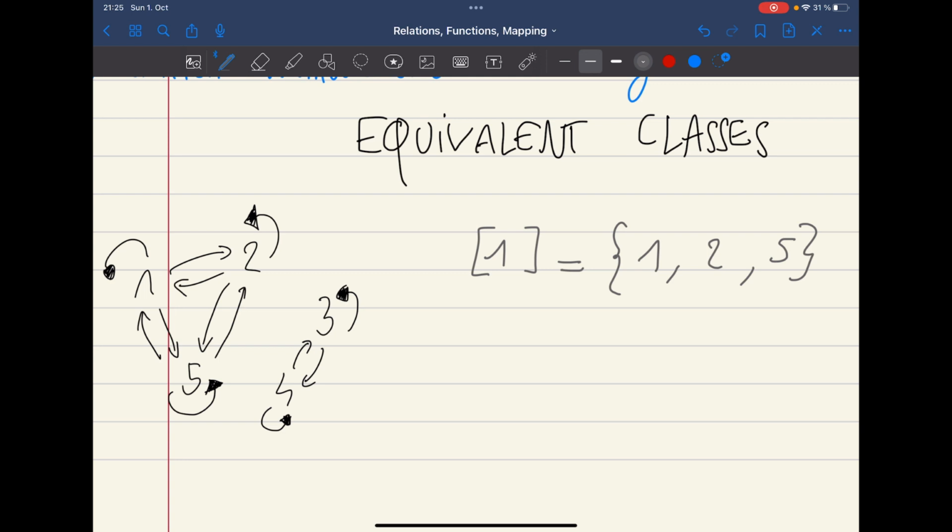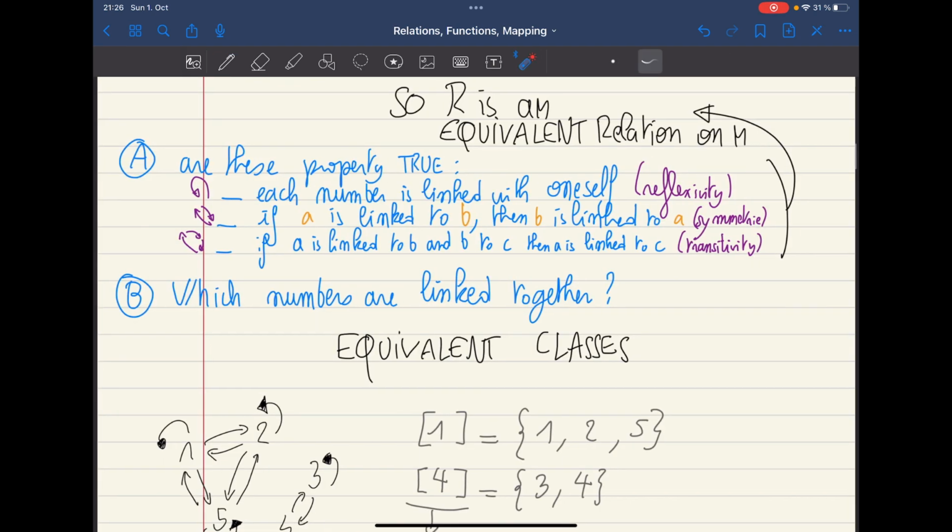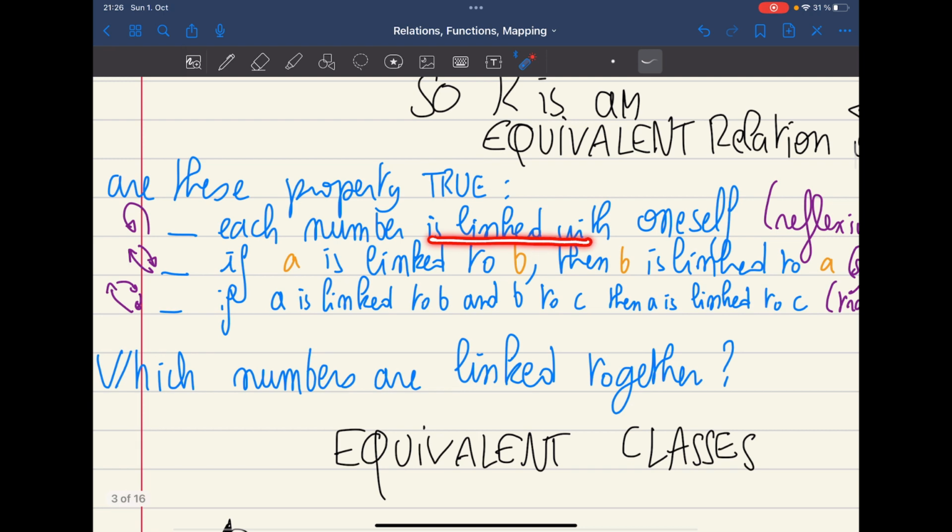What about the second equivalence class? I'm going to choose the number, let's say 3, but I could also choose 4 as the representative. So this is the name of the class. It contains 3 and 4. To be more precise, in math, we are not going to say "is linked to". We are going to say "is in relation with".